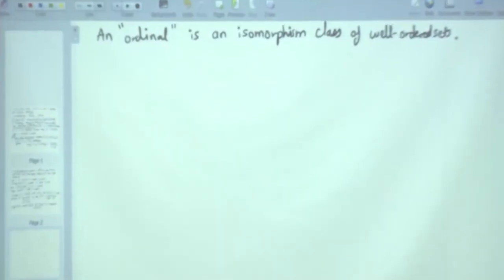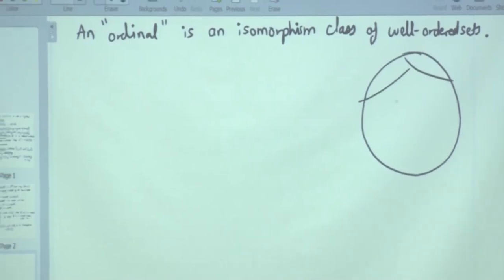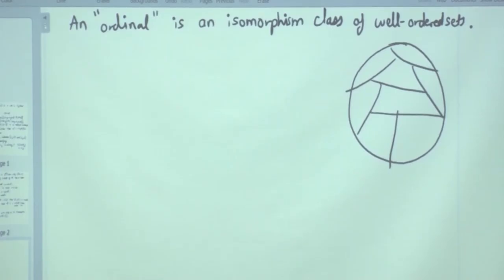Understood? We have a partition of the entire thing. I'm just going to write an ordinal, and this is an informal definition. I will make it more precise. An ordinal is an isomorphism class of well-ordered sets. Yeah, this is not a definition. So this is the collection of all well-ordered sets, and up to isomorphism, I partition them like this. Our job now is to find one particular well order from each class, and we'll call that an ordinal instead.